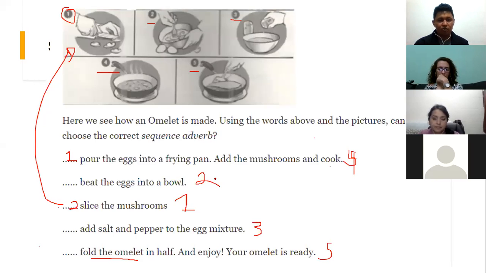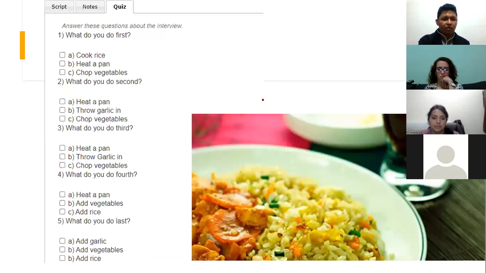You told me, first of all, slice the mushrooms, then beat the eggs. After that, add salt and pepper to the egg mixture, et cetera. So remember, adverbs of sequence, or sequence adverbs. Now, take a look at this conversation. It's a short quiz, which you're going to be taking right now individually.